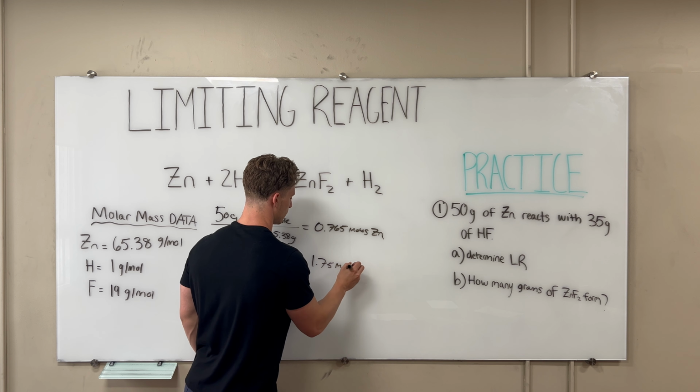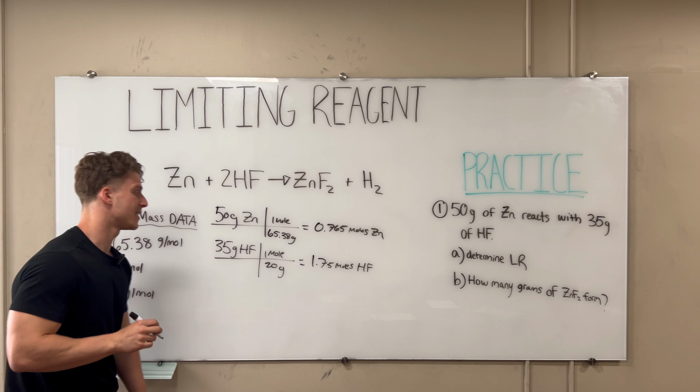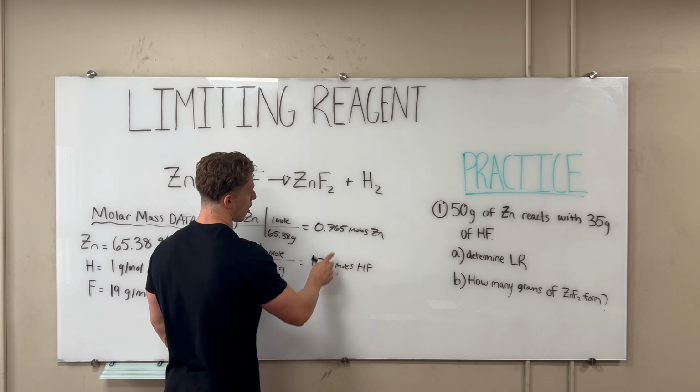moles of HF. Now, a big mistake I see students make often is they get here and they say, okay, well, we have less zinc, so it must be our limiting reagent. Now, do not make that mistake, right? You cannot determine the limiting reagent simply off how much of something you have.